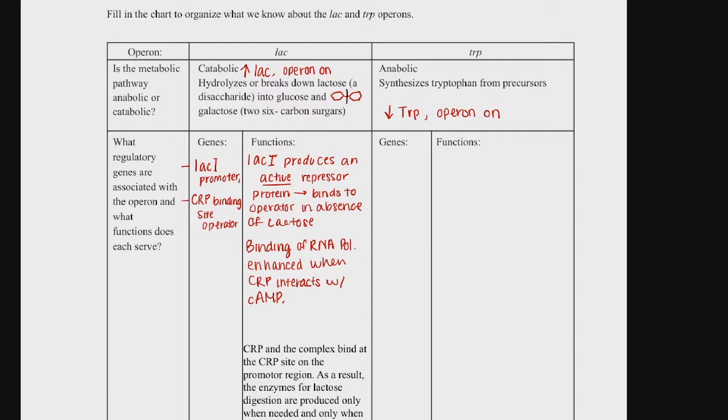And just a little reminder down here, the CRP and cAMP complex bind at the CRP site on the promoter region, and as a result, the enzymes for lactose digestion are produced only when needed and only when glucose is not present. So the CRP complex needs to bind on the site of the promoter region, and that's why they're only produced at a certain time, because the concentration of glucose also directly relates to the concentration of cyclic AMP, and that's how that is related.